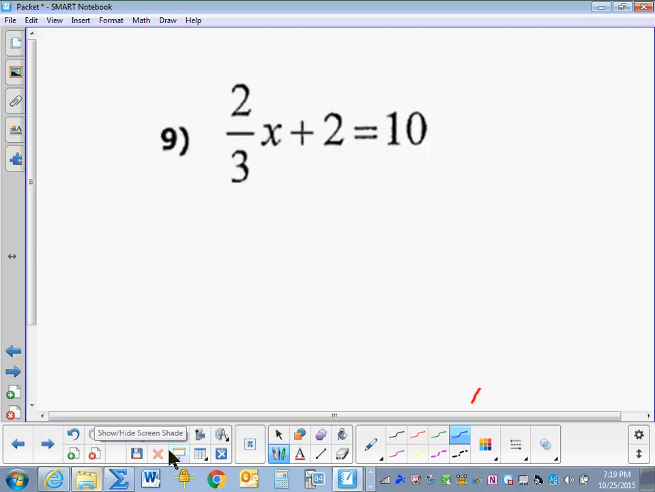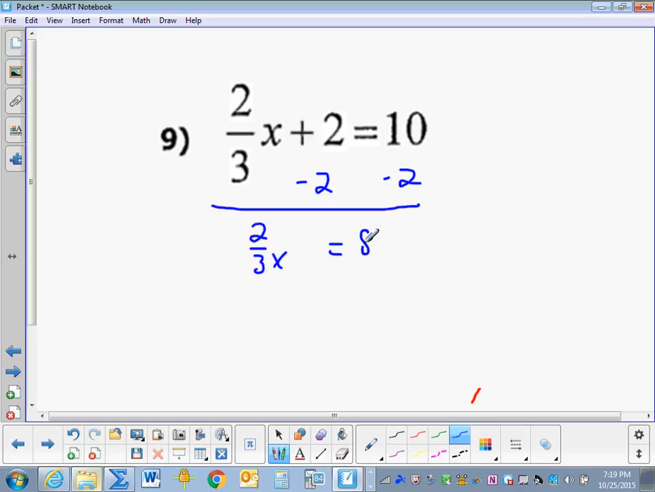Let's go to number 9. 2/3 x plus 2 is equal to 10. x is being multiplied by 2/3 and then added a 2 to it. So let's move the 2 first. Let's subtract 2 on both sides. 2/3 x is equal to 8.